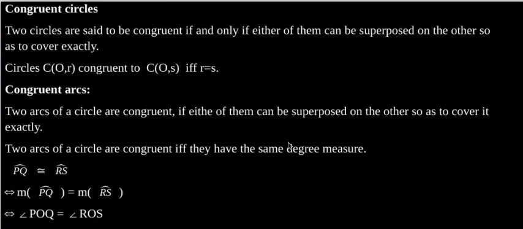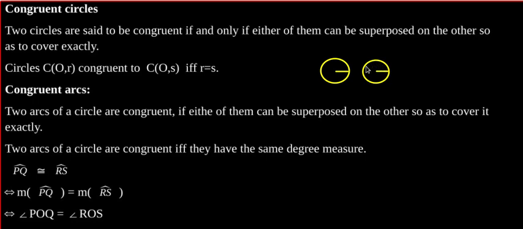Next, congruent circles. If two circles are congruent, if we cut one circle and superpose it over the other, it covers exactly, so we can say the two circles are congruent. If they have the same radius, if the radius of the first circle equals the radius of the second circle, then we can say these two circles are congruent.